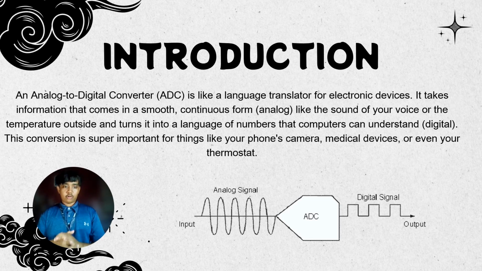Today, I'm going to do a digital system presentation based on chapter 6, which we call converters. In chapter 6, we are going to learn about two types of converter. First is the analog to digital converter, ADC, and second is the DAC, which we call the digital to analog converter. But today, we are going to learn about the ADC, the analog to digital converter.